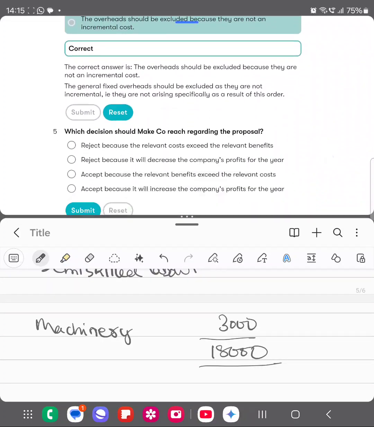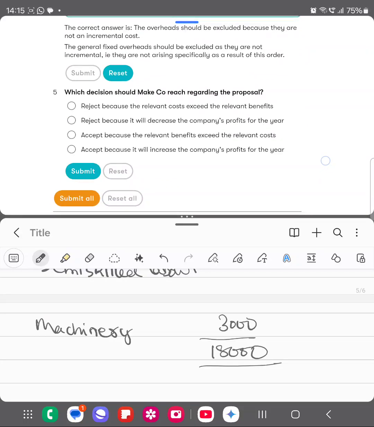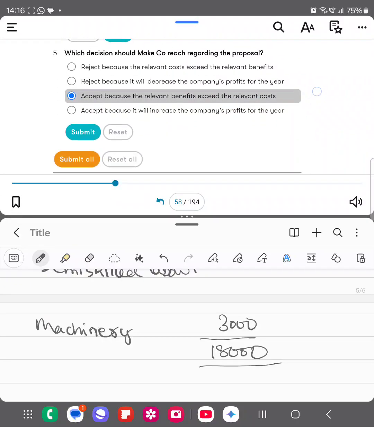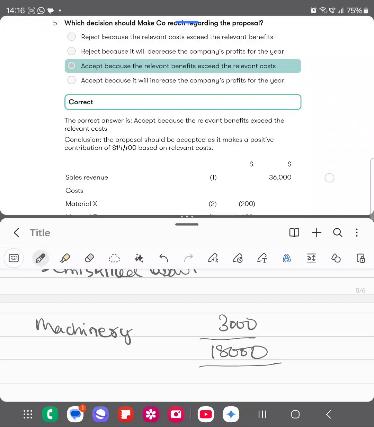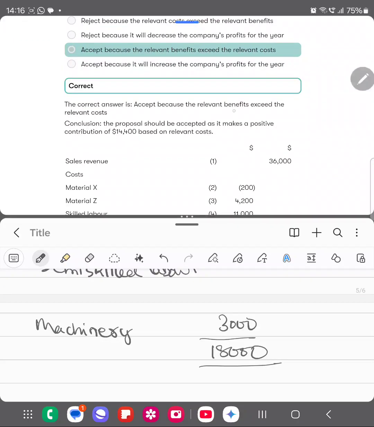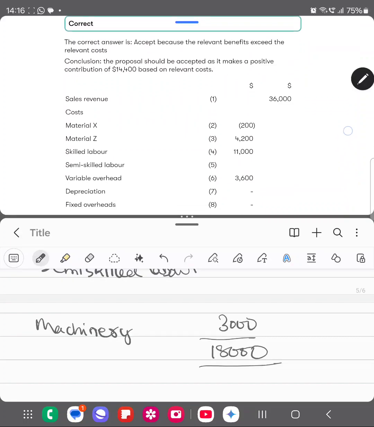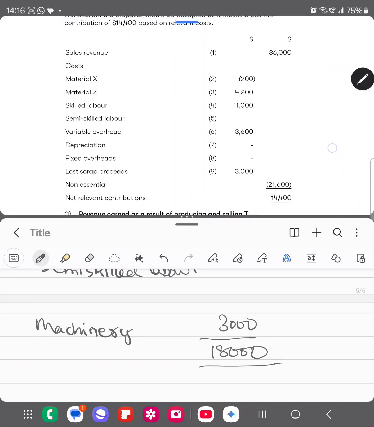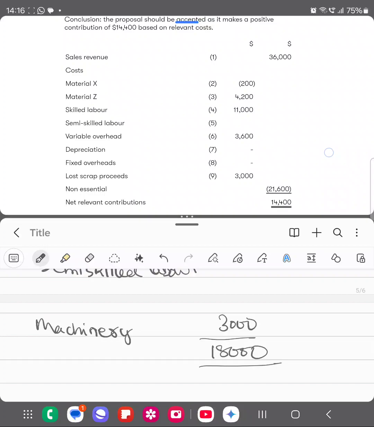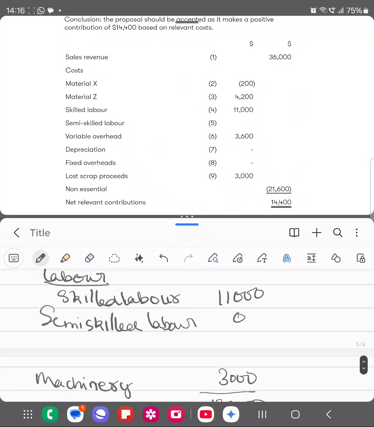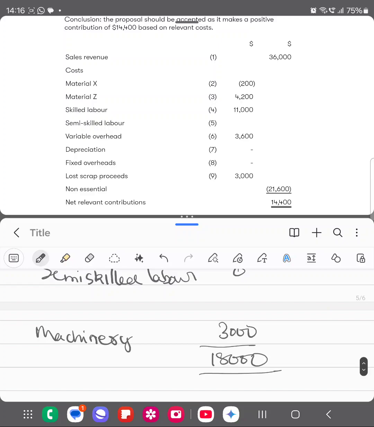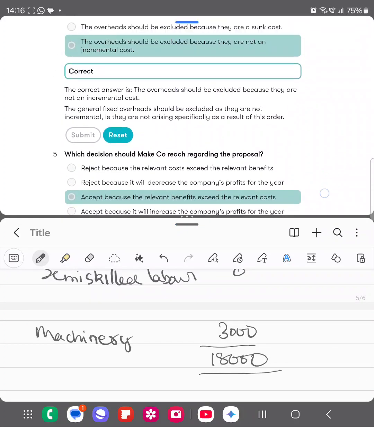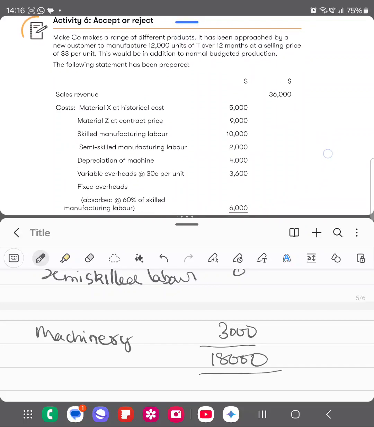So I would say it should be this. Yeah, we should accept because the relevant benefits exceed the relevant cost. So if you can see the total cost, I have not included overhead because mine is 18,000. So where is this 3,600 coming from? What have I missed?